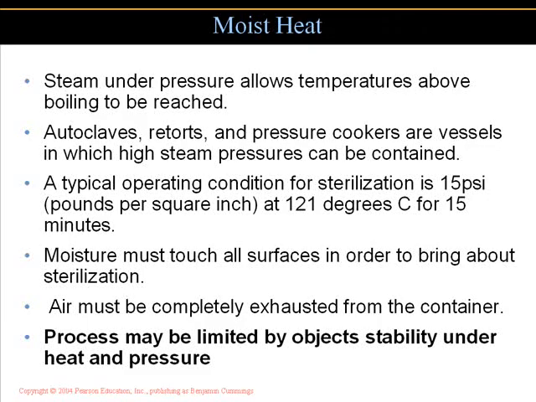So what types of heat can we use? Well, we can use moist heat. Steam under pressure allows temperature above the boiling point to be reached. Autoclaves, retorts, pressure cookers, and vessels in which high steam pressures can be contained. Typical operating condition for sterilization is about 15 pounds per square inch, 121 degrees at 15 minutes.